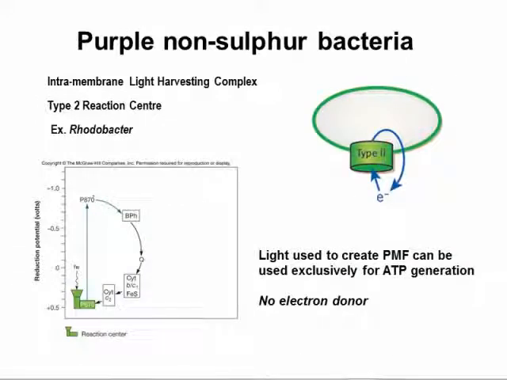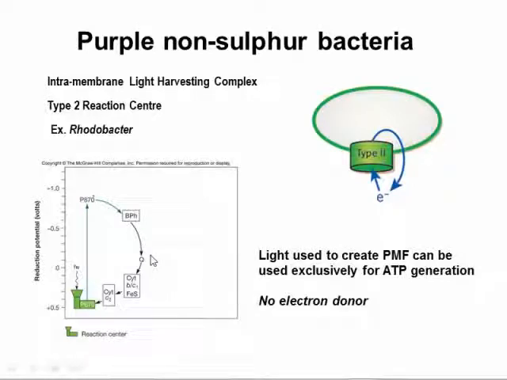Okay, purple non-sulfur bacteria. So these guys only have a type 2 photosystem. What happens in a type 2 photosystem? Well, light hits the photoreactive center. The electrons are energized, and then they are transferred onto Q. It's this guy again. What is that? Quinone, coenzyme Q. So you have the quinone cycle.